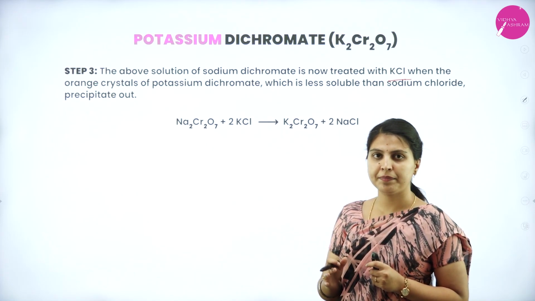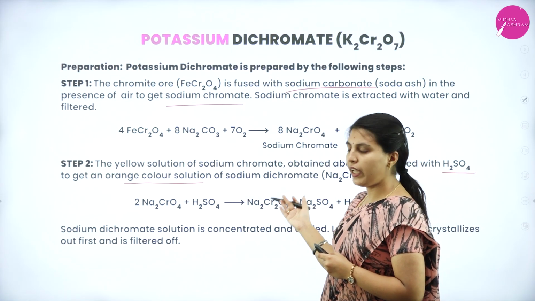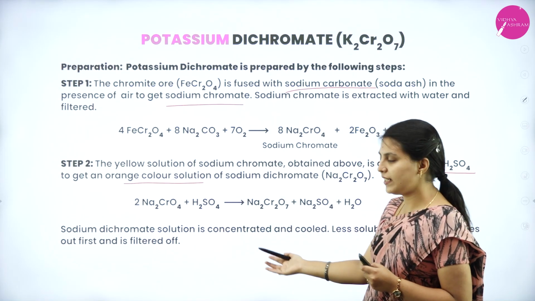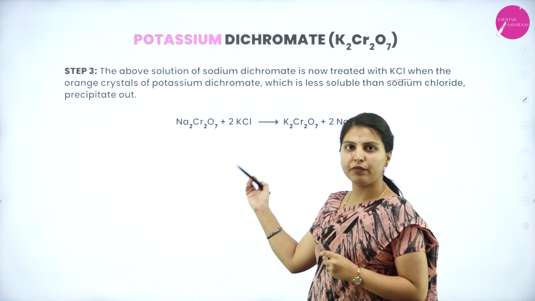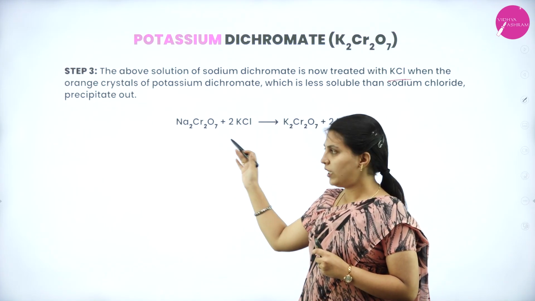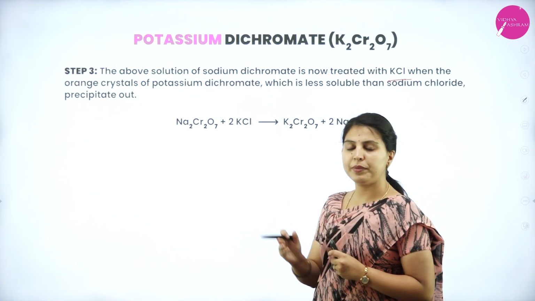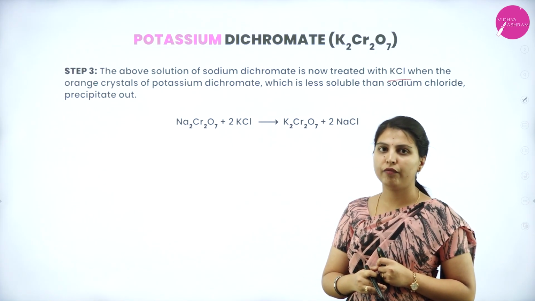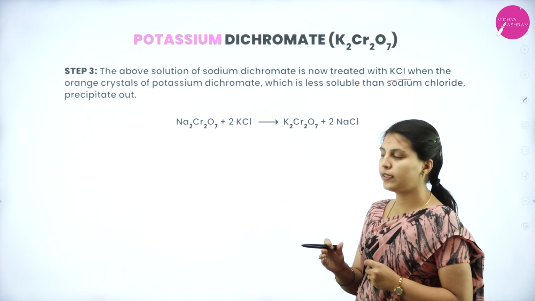Okay, there are 3 steps. Once again, chromite ore will be treated with sodium carbonate in the presence of air. Here sodium chromate will form. That yellow colored sodium chromate will be acidified with sulfuric acid and it will form sodium dichromate, and that sodium dichromate will be treated with potassium chloride, and since potassium dichromate is much less soluble than sodium dichromate, it will precipitate out as potassium dichromate and sodium chloride will be filtered off. This is the preparation of potassium dichromate in 3 steps.